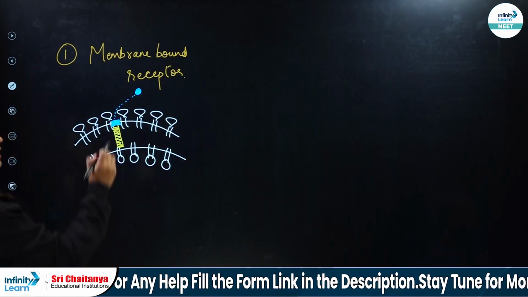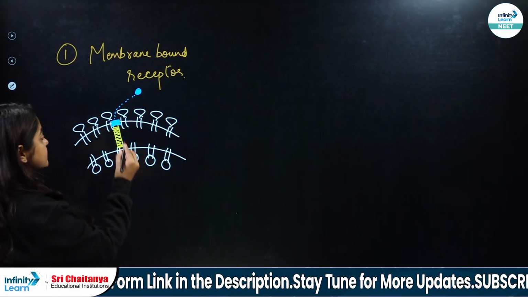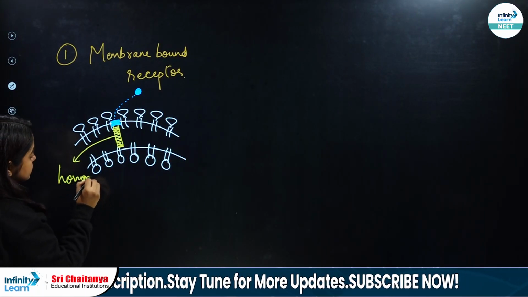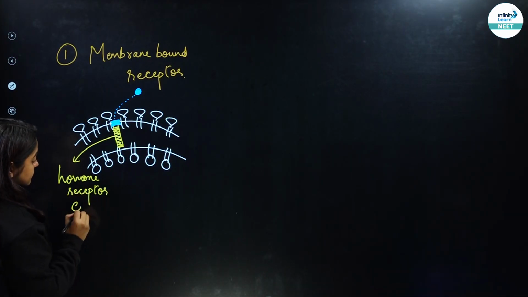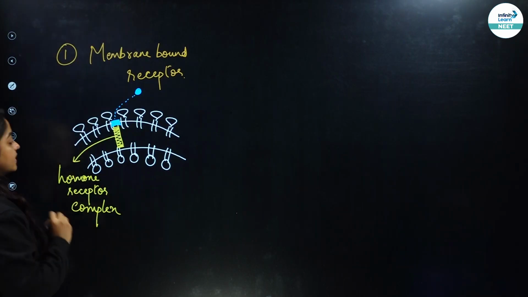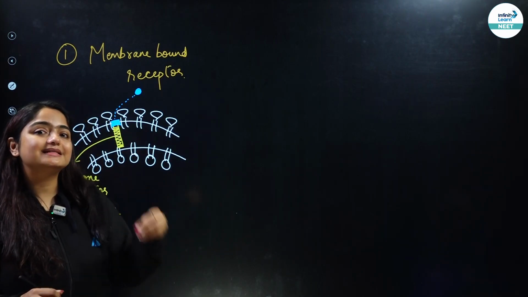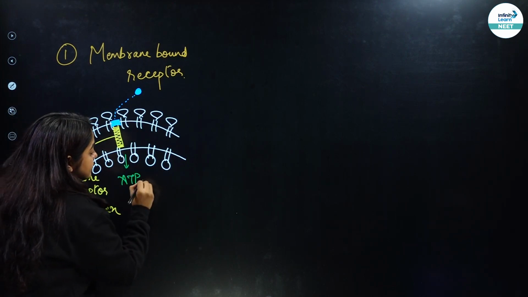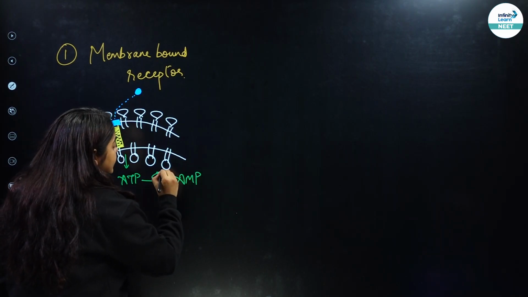Correct? So the hormone came and it's binding with the receptor which is present on the membrane, and then it's making what? This is the hormone receptor complex. Okay? Now, because of this hormone receptor complex, what will happen? The ATP present inside the cell will be converted into cAMP with the help of an enzyme.